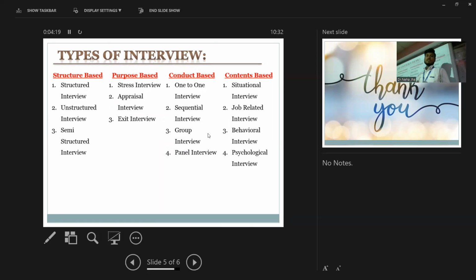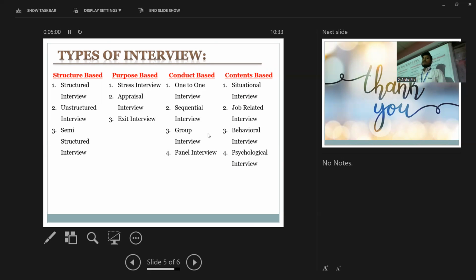The second point, purpose based. First, the stress interview, like one-to-one questions, like bombarding type questions. Second, appraisal interview. Appraisal interview means performance appraisal interview. Third is exit interview, when the employee is resigning from the organization, then the HR conducts the interview. What is the reason you exit this job?